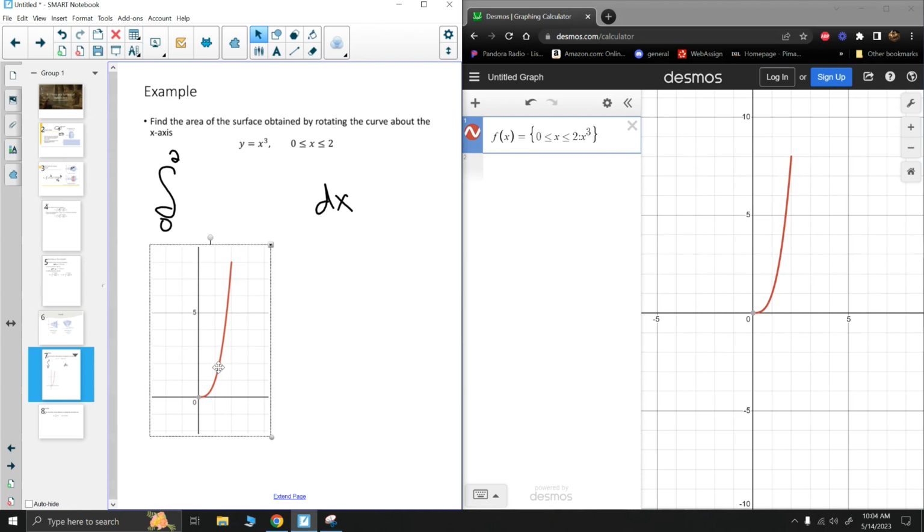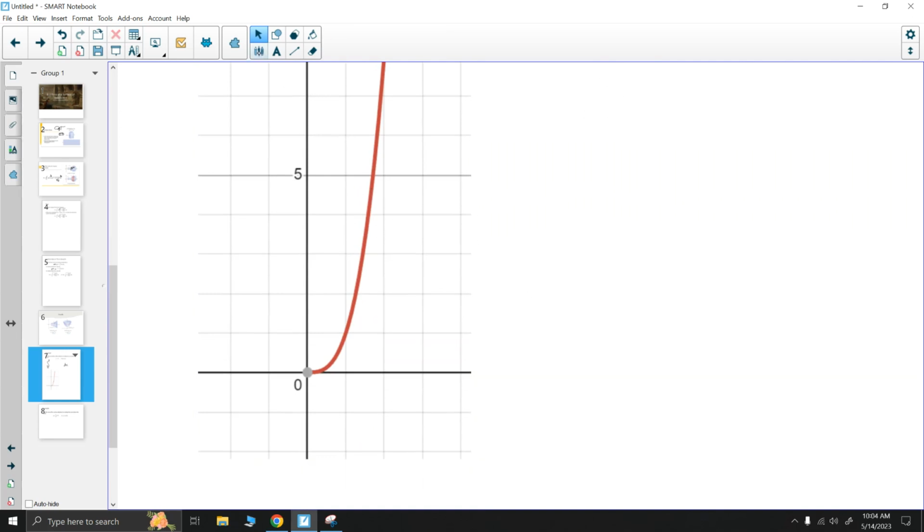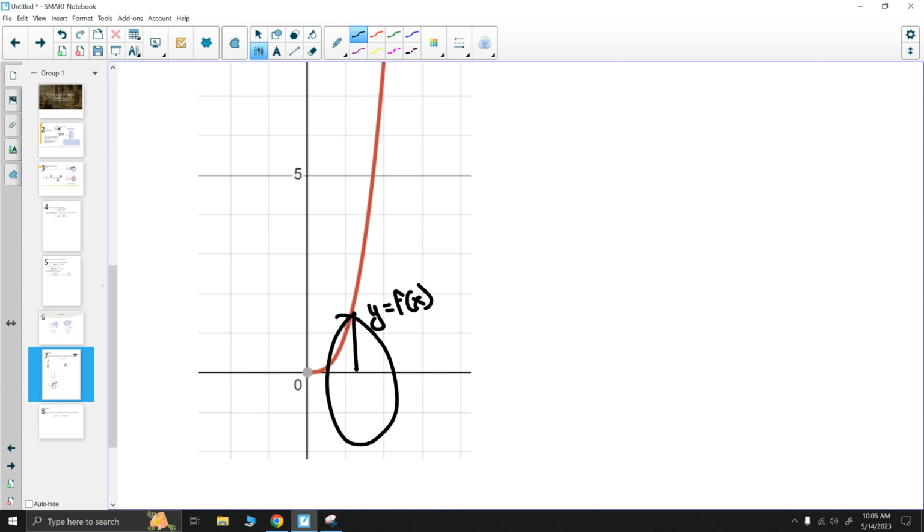So if we take a look at this picture here, if we were rotating this thing, we'd have some shape with a rotation where the r here would be the height, y. So right here, this is y, which is f of x, however we want to think about it. Essentially, our circumference would be 2 pi y, or 2 pi f of x. That's what we're integrating. And since we're integrating from 0 to 2 on the x-axis, we want to write it in terms of x.